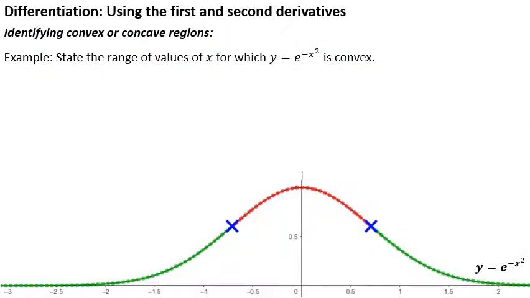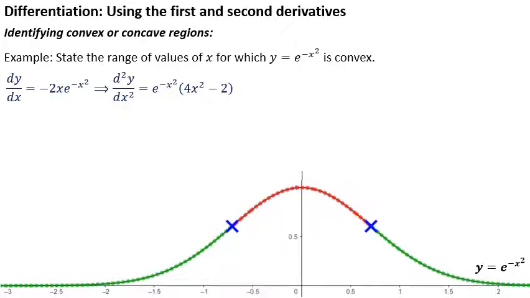So let's look now at how we can use calculus to identify the regions on this graph which are either convex or concave. And as we saw before when we were looking at the first derivative, the thing we really care about are those boundary points, the points in between the concave and convex sections. We can see that this graph is convex either side of the two inflection points and concave between the two inflection points. So what we want to worry about is where are those inflection points.